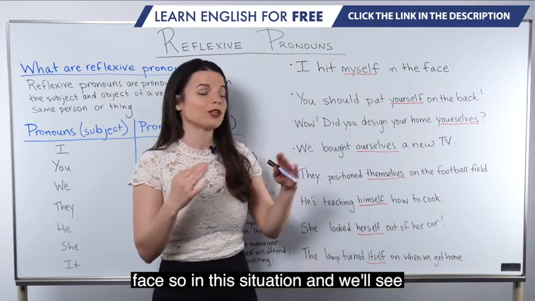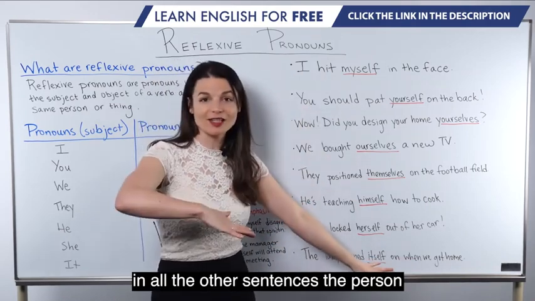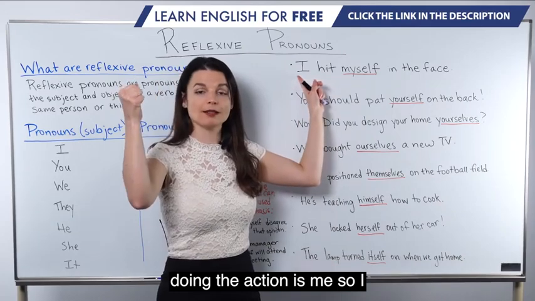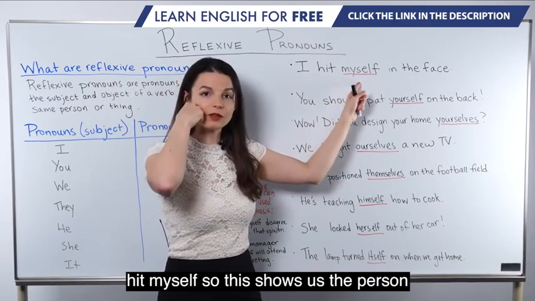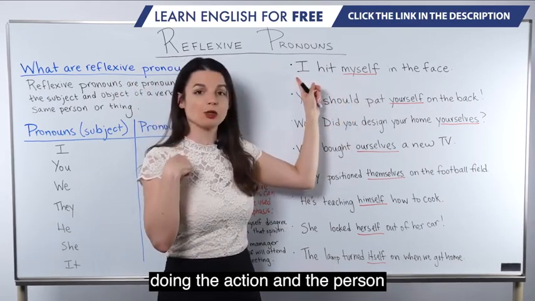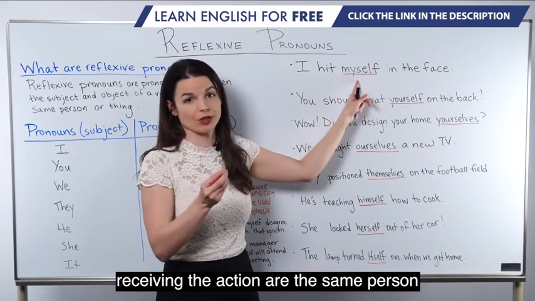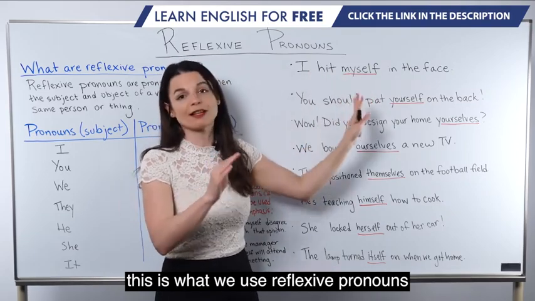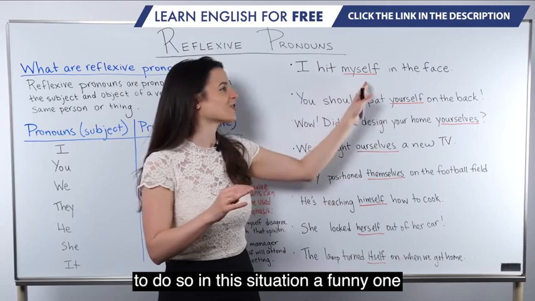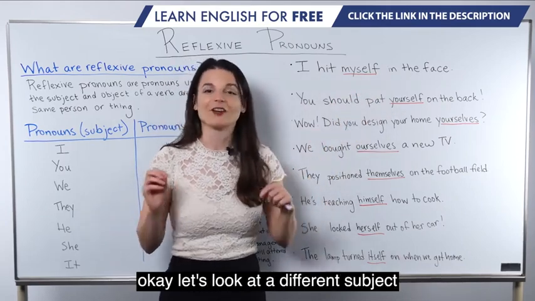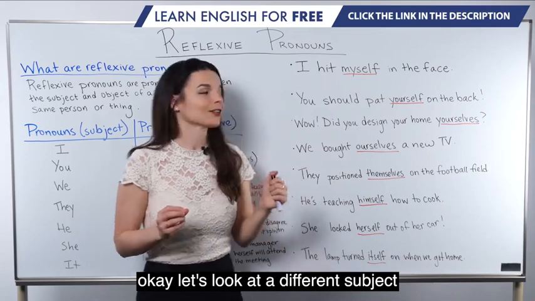So in this situation, and we'll see in all the other sentences, the person doing the action is me. So I hit myself. This shows us the person doing the action and the person receiving the action are the same person. This is what we use reflexive pronouns to do. In this situation, a funny one, but relatable, I hit myself in the face.